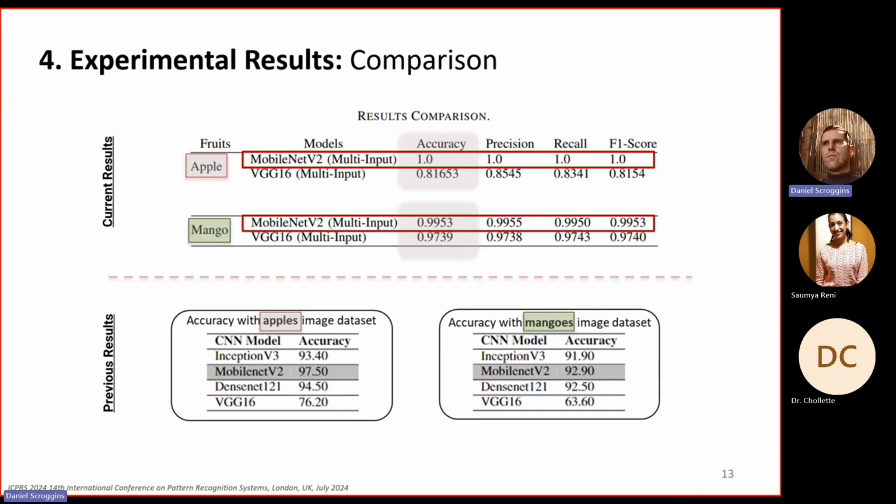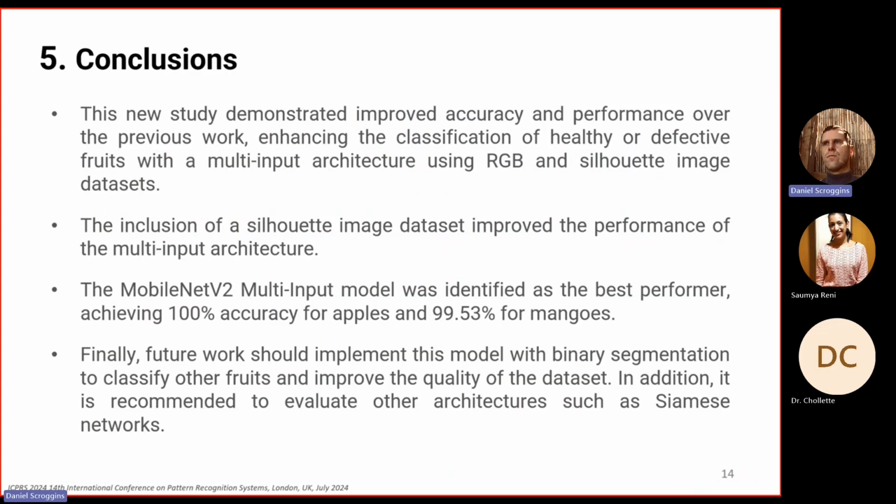Finally, the conclusion of this work is that this new study demonstrated improved accuracy and performance over the previous work, enhancing the classification of healthy or defective fruit with a multi-input architecture using RGB and silhouette images dataset. And another conclusion is that the inclusion of a silhouette images dataset improved the performance of the multi-input architecture. The MobileNet V2 multi-input model was identified as the best performing, achieving 100% for apples and 99% for mangoes.